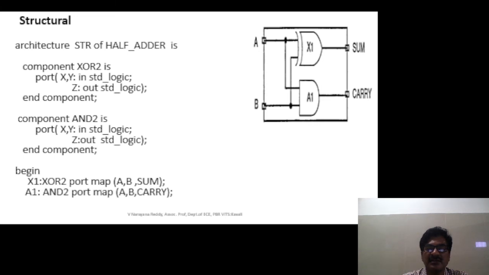For the first one, the statement starts with the label name X1 colon. The component name is XOR2, then port map of. What are the inputs to this XOR component as per the diagram? A comma B, comma, and the output as per the diagram is Sum. So the order you have to follow: the order in which the component declaration ports are represented is the same order you have to write in the association list. Similarly, write the instantiation statement for the AND gate. Then finally, end architecture name.